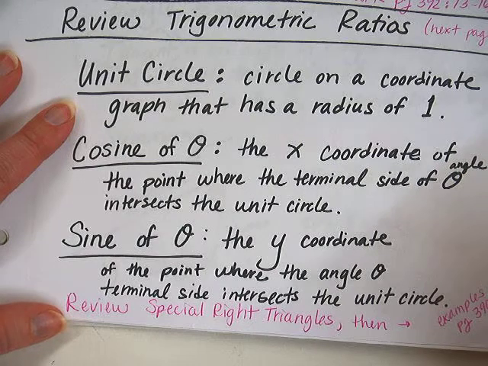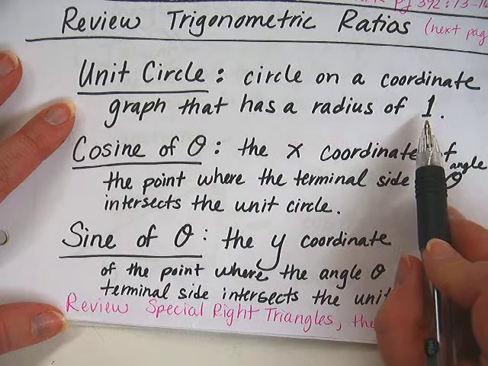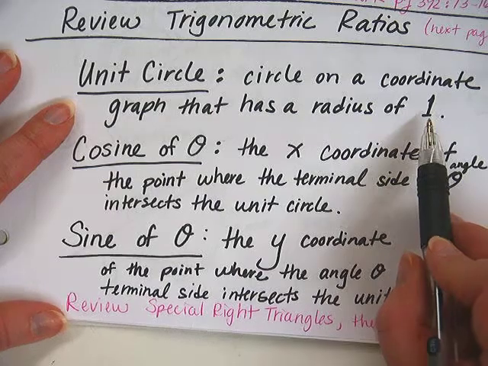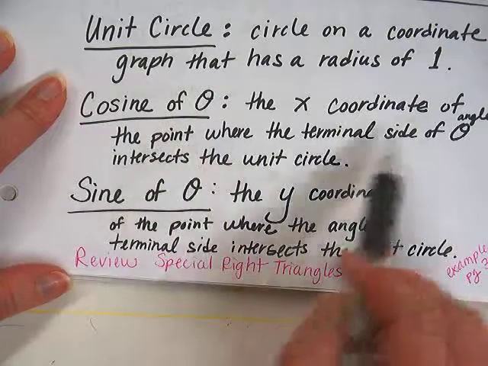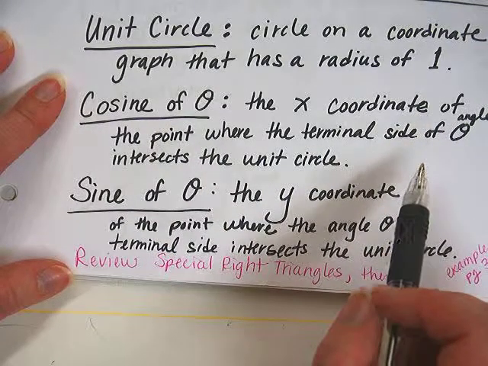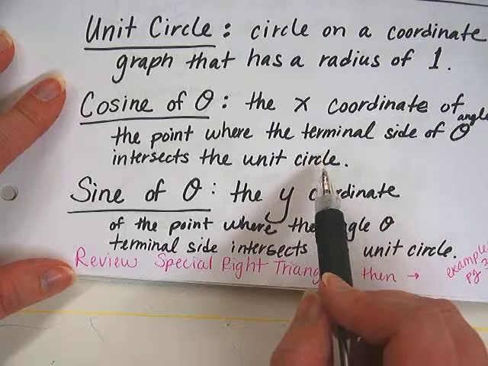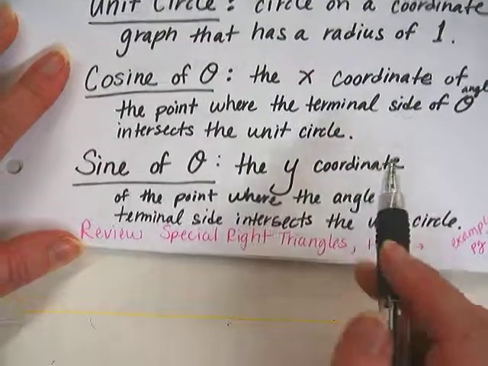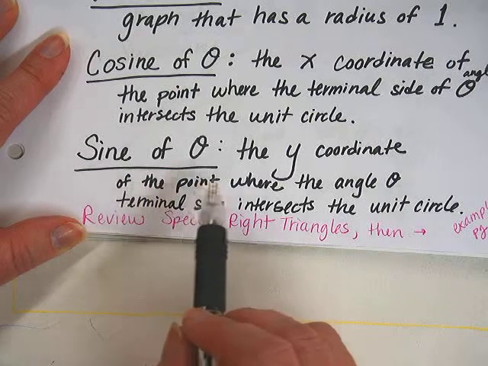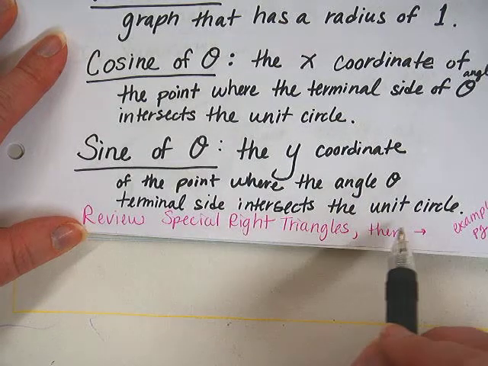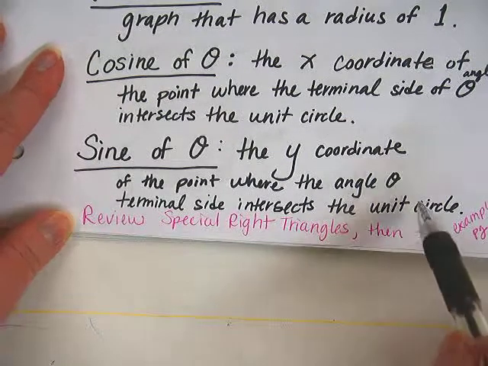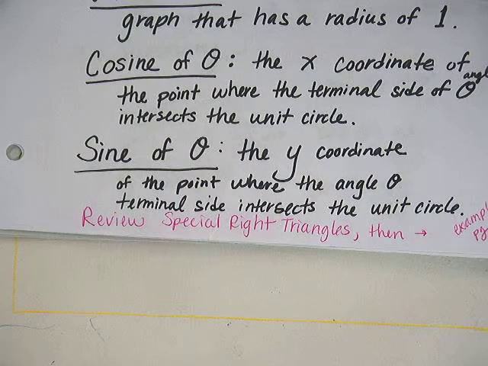When we think about the radius in a circle as compared to an XY graph, it ends up being the hypotenuse of a triangle with sides x and y. The cosine of the angle is the x-coordinate where the terminal side of the angle intersects with the unit circle. The sine of theta is the y-coordinate of the point where the angle terminal side intersects the unit circle. Let's see why that information is true.